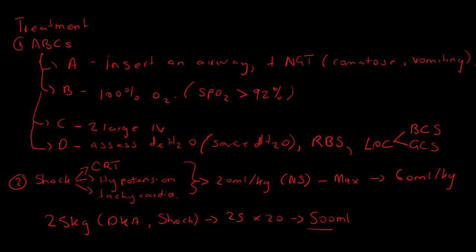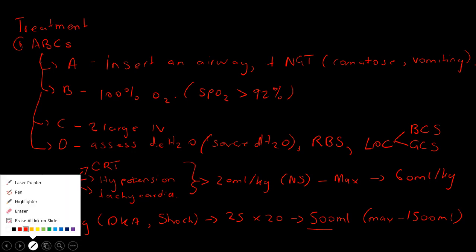But then if we calculate the maximum of this, 60 mils multiplied by 25, our maximum should be 1,500. So if this person is still in shock regardless of you running this 500 mils to run fast, and they're still in shock, then we're obviously going to continue until we reach a maximum of 1,500. You should never exceed 1,500.